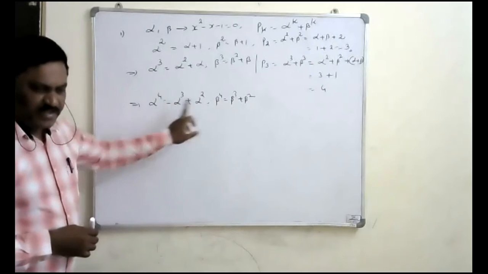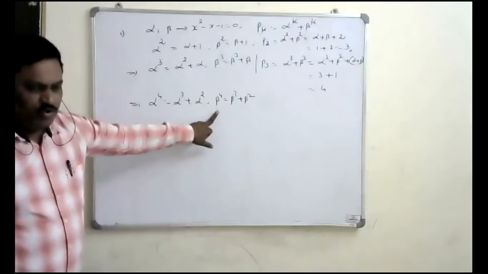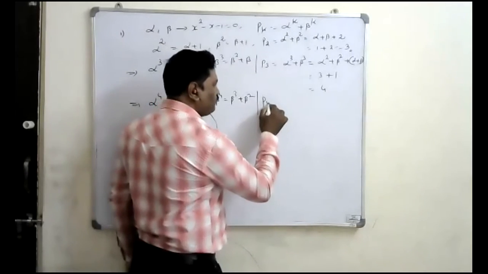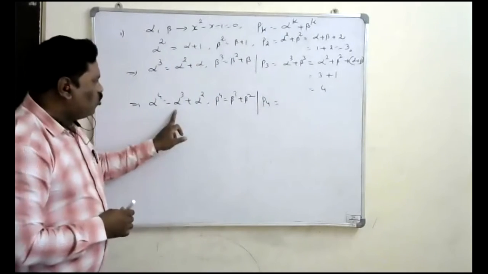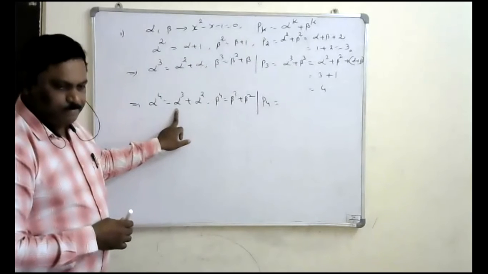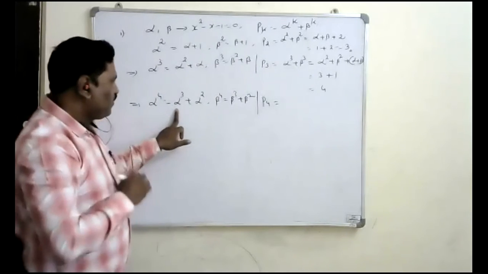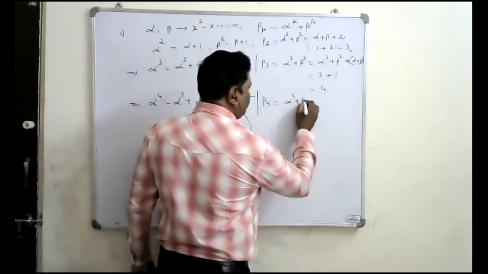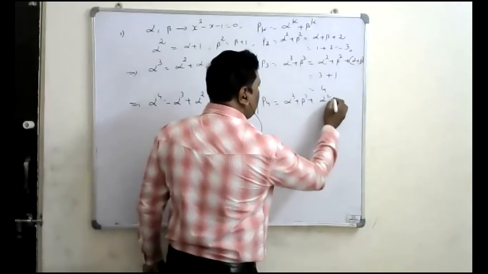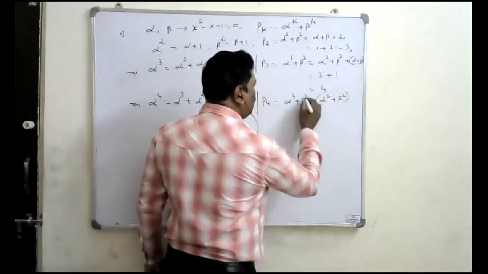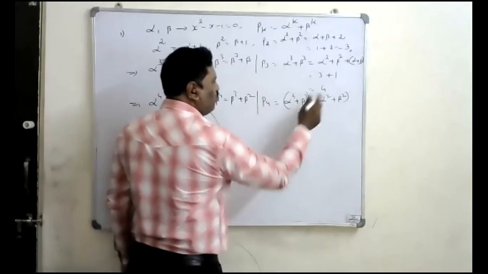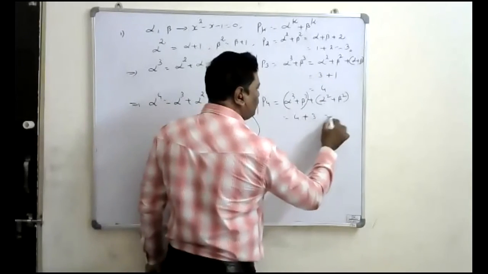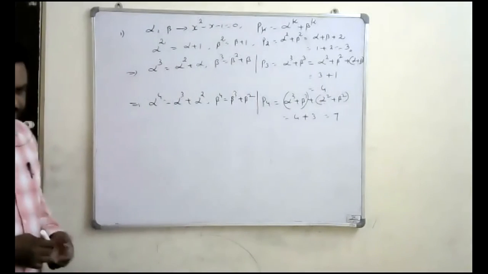Okay. Now if we add both, we get alpha power 4 plus beta power 4. Alpha power 4 plus beta power 4 represents P4. That is equal to, we have to add both: alpha cube plus beta cube plus alpha square plus beta square. This is P4. Where alpha cube plus beta cube value is 4, plus alpha square plus beta square is 3. That is equal to 7. This is the value of P4.